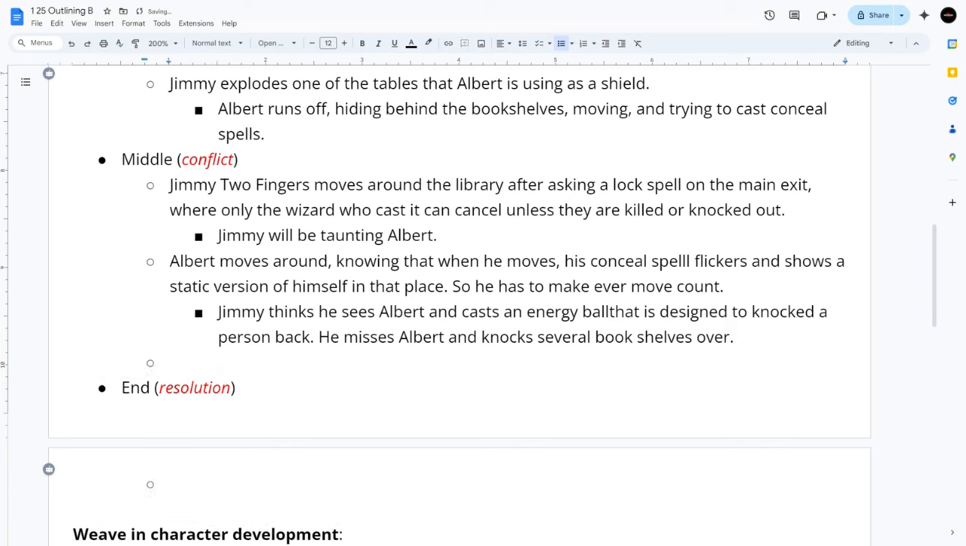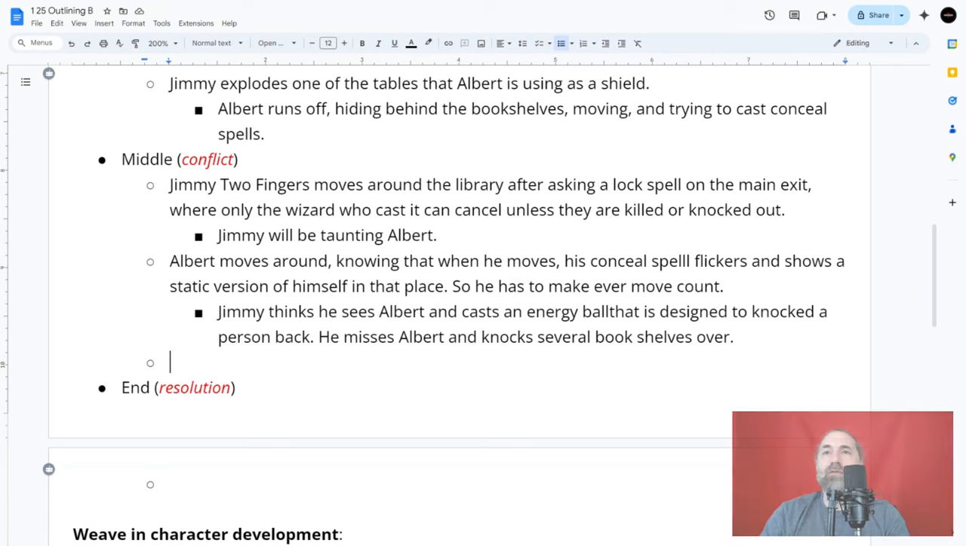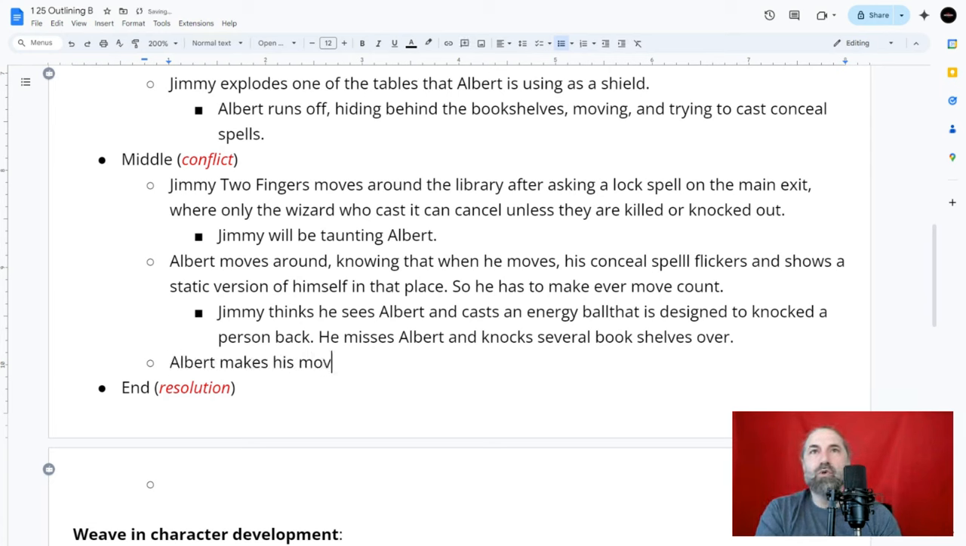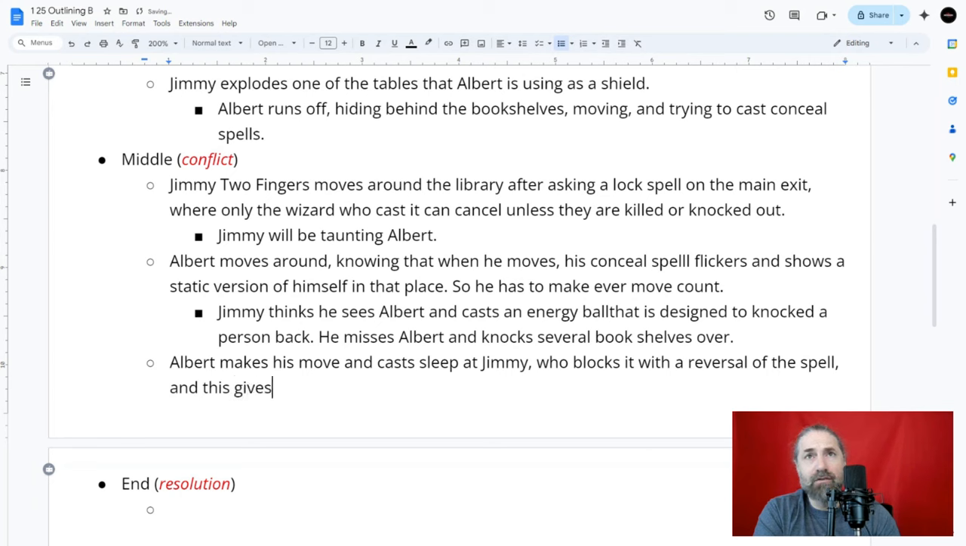All right. Now I want another beat. So with this, I have to really think. By the way, this could expand once I get into the real stuff, but these are just the beats. All right. So now maybe Albert makes his move and casts sleep at Jimmy, who blocks it with a reversal of the spell, and this gives him a good look at where Albert is.